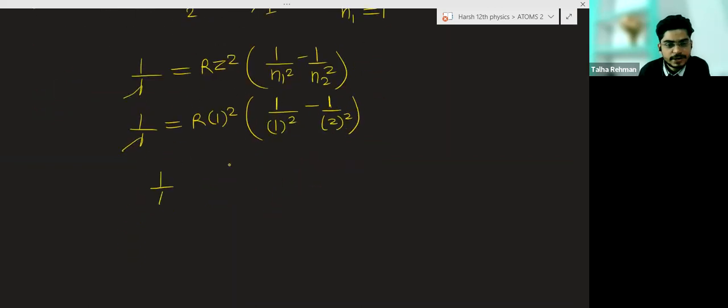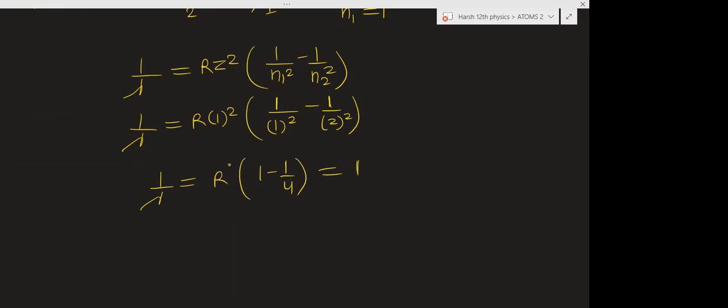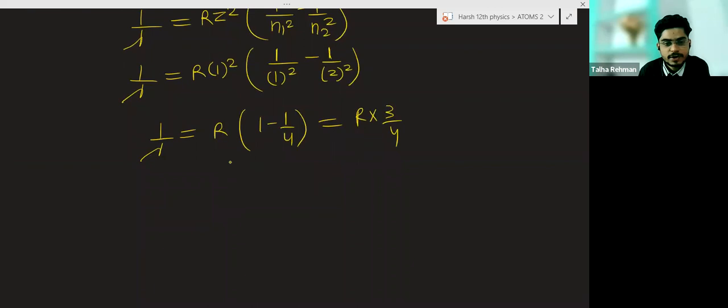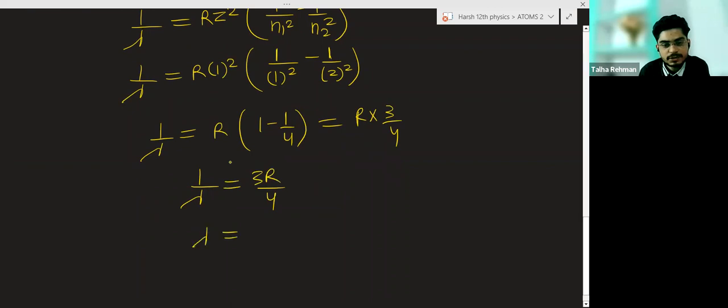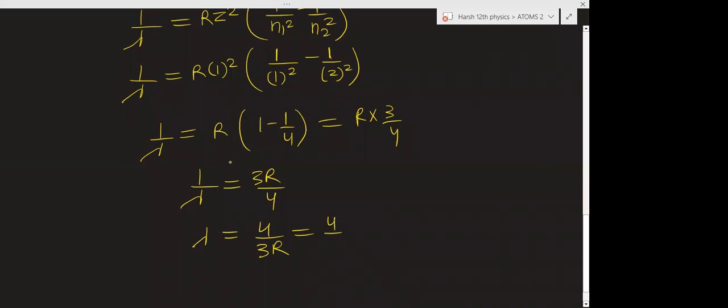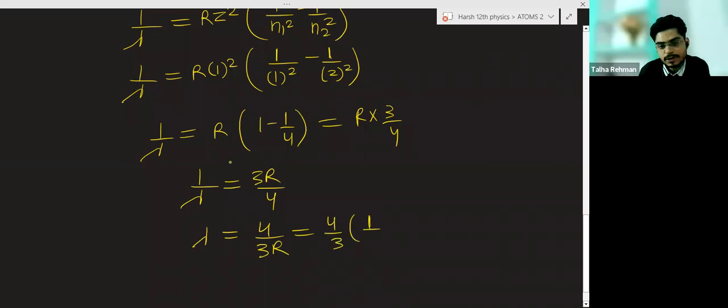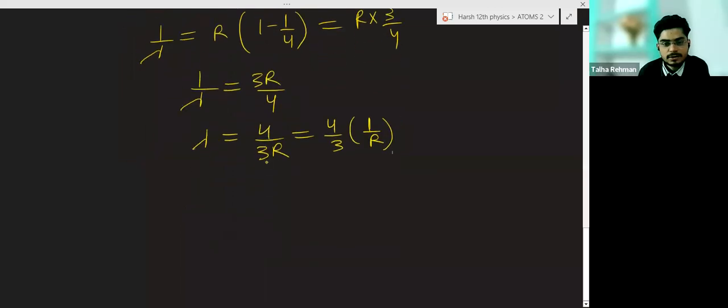So you will have 1 by lambda equal to R, 1 minus 1 by 4. So this is R, and 1 minus 1 by 4 will be 3 by 4. So you will have 1 by lambda is equal to 3R by 4. So you can write lambda is equal to 4 upon 3R, or 4 by 3 into 1 by R.